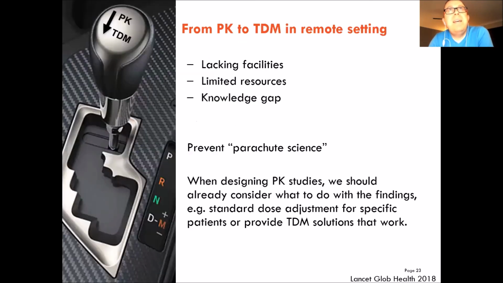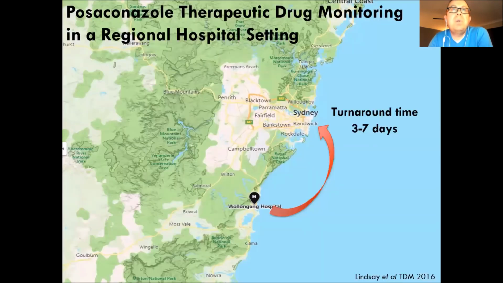So when we are shifting gears from PK studies to TDM in remote settings, of course, the same situation applies. We lack the facilities, and resources are limited. What we have to realize is when we are performing a PK study and we have our results, that we want to do something with these results for the population affected by our findings. So we can either design studies in such a way that results can be easily translated in those changes, or that we can provide TDM solutions.